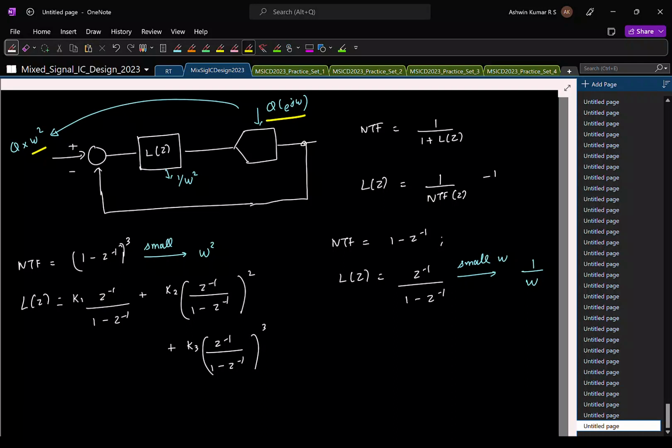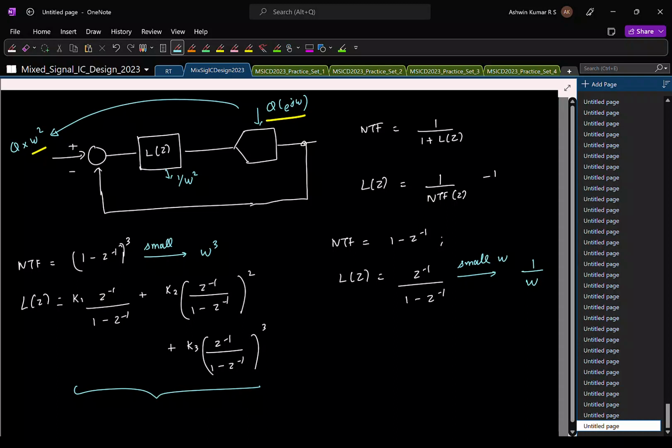So again, let's do the same thing. At low frequencies, how will this go as? Omega cube, yeah. And how will this loop filter go at low frequencies? K1 upon omega plus K2 upon omega square plus K3 upon omega cube. At low frequencies, the last term will be dominant. So at low frequencies, this goes as K3 by omega cube.